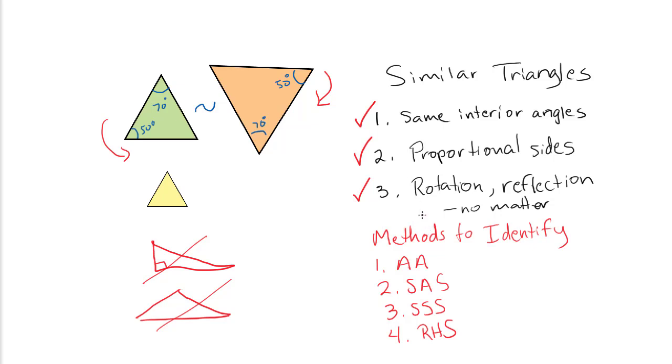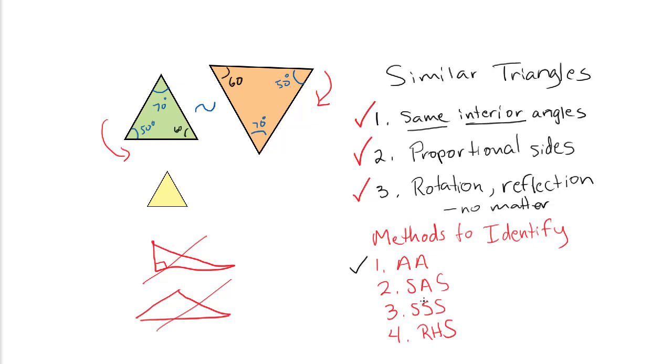Well, okay, how do I know that? Well, the third angle must always be the same as well. Remember, the sum of interior angles of any triangle sums to 180. So if I have 50, 70, the remaining angle must be 60. And sure enough, the remaining angle, if I have 50, 70, must be 60 here. Therefore, if I just have two of the angles, I know all three meet my condition, same interior angles. So AA is probably the most common method you're going to see to prove similarity of triangles.